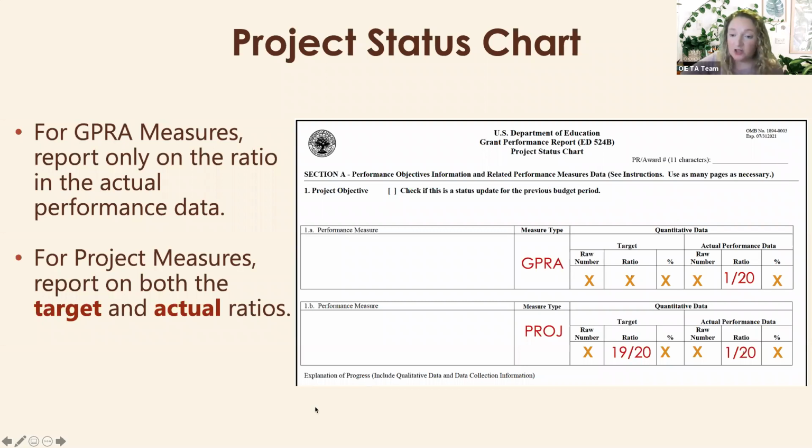Whereas for your project measures, those measures that are specific to your grant, you would have set a target in that measure. So for that one, you're going to indicate project, which in the reporting is PROJ. And then you're going to put in two numbers, your target ratio. So what was the goal ratio? And then your actual ratio right here. Those are the only numbers that you have to input. The system is going to calculate a percentage for you. You don't have to do that. It will actually take care of it for you.